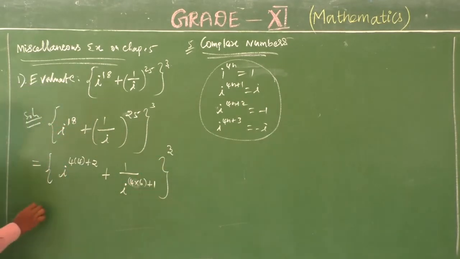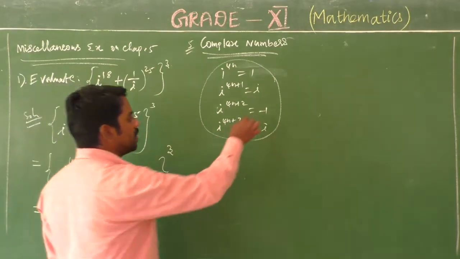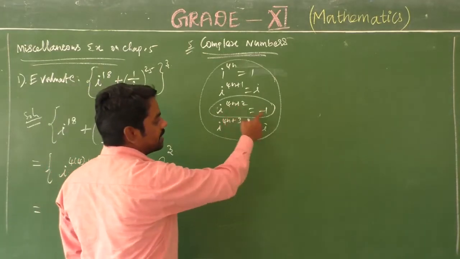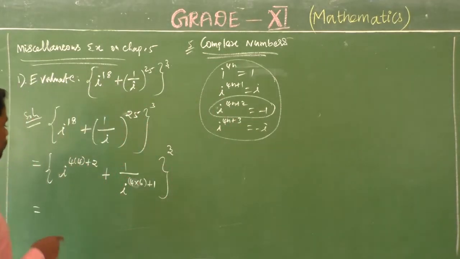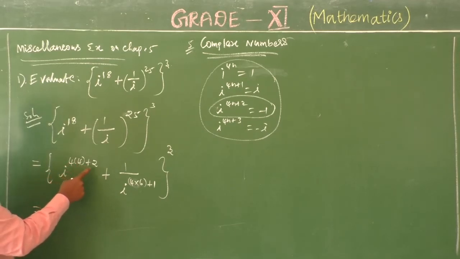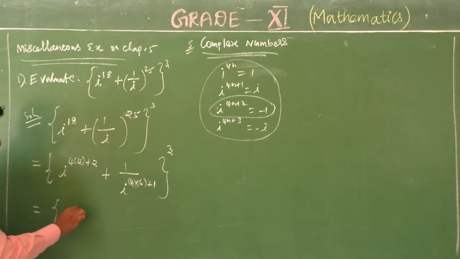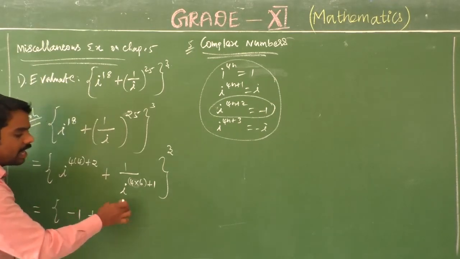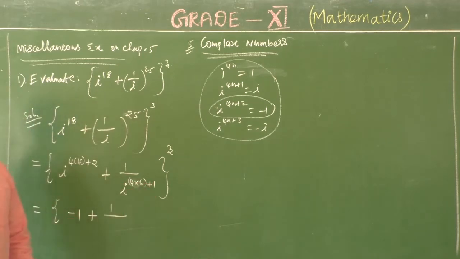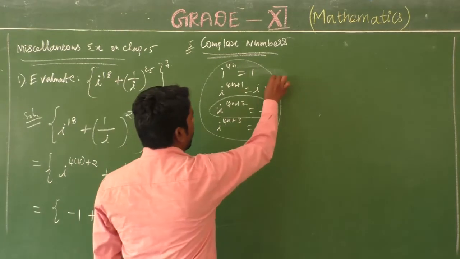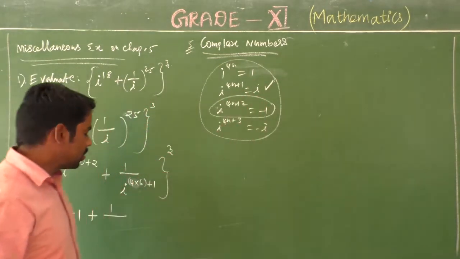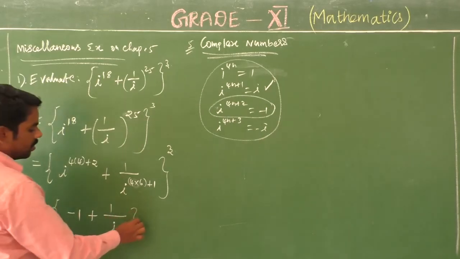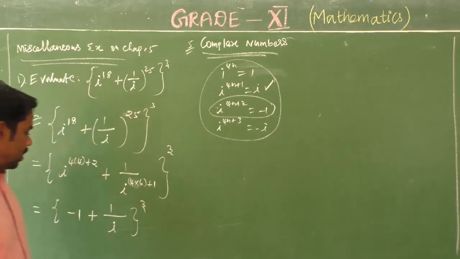Using the i^(4n+2) formula, i^(4n+2) is equal to i squared, that is minus 1. So here i^(4 into 4 plus 2) has the value minus 1, the value of i squared. Plus 1 divided by i^(4n+1), and by this formula i^(4n+1) is equal to i. So 1 by i, whole power 3.